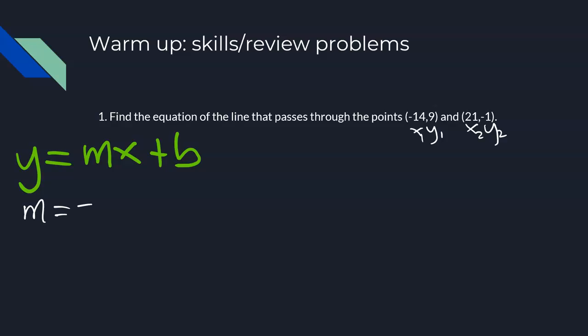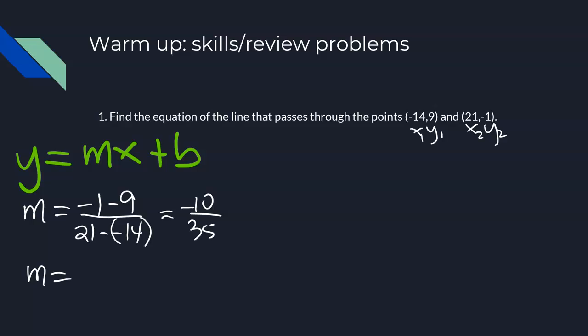so that is -1 minus 9 over the change in x, 21 minus -14. -1 minus 9 is equal to -10. 21 minus -14 is 35. So your slope is -10 over 35, or they are both divisible by 5. So that is -2 over 7.